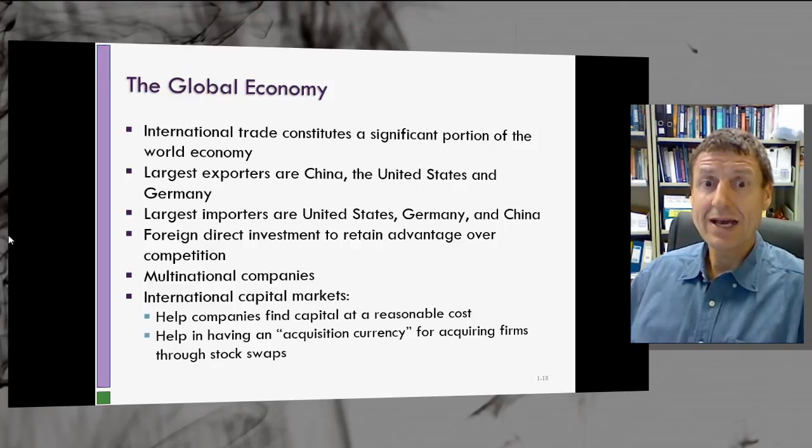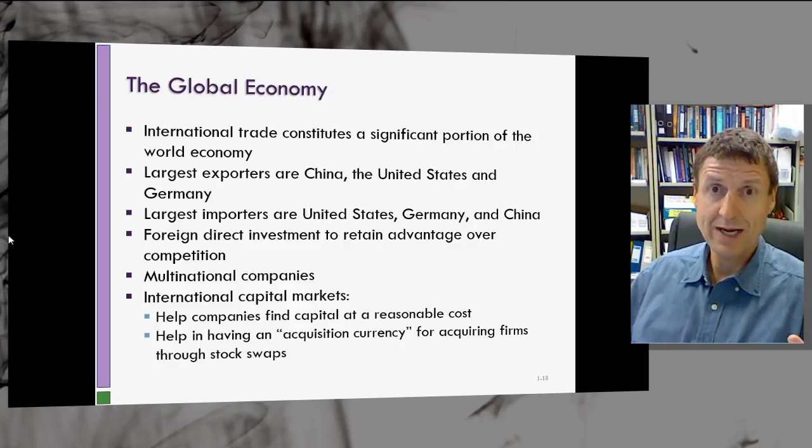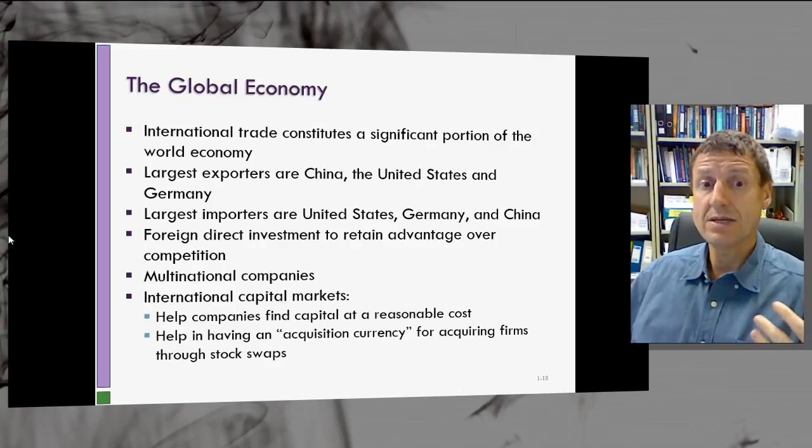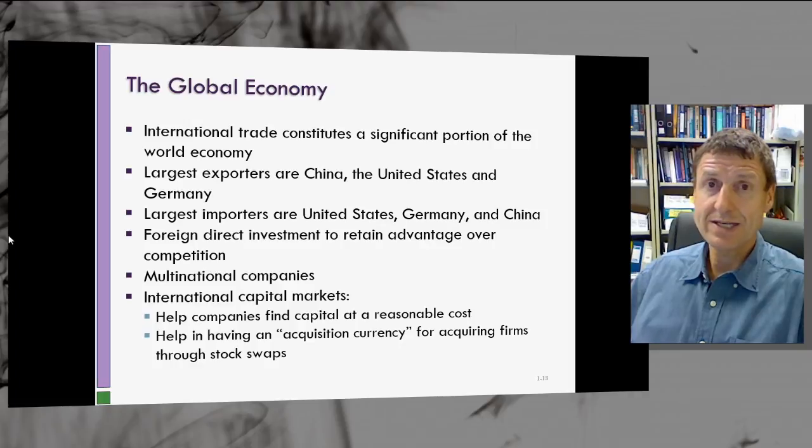International trade constitutes a significant portion of the world economy. The largest exporters are China, United States, Germany. That's always changing, but China is becoming very, very large now. The number two in the world in terms of a market that people are trying to sell to. The largest importers are United States, Germany, and China. As I said, China now number two. Foreign direct investment is used to retain advantage over the competition.